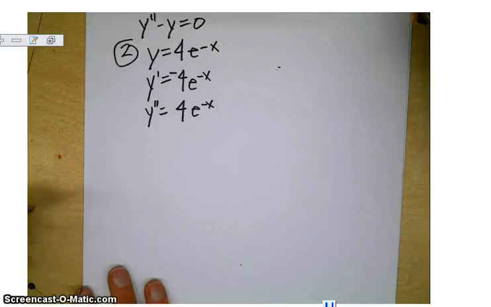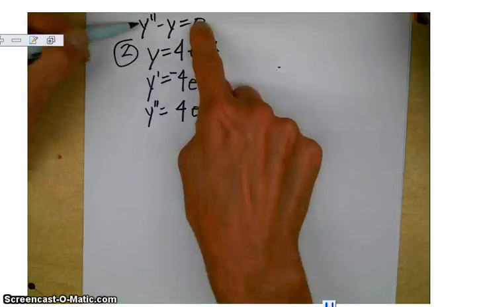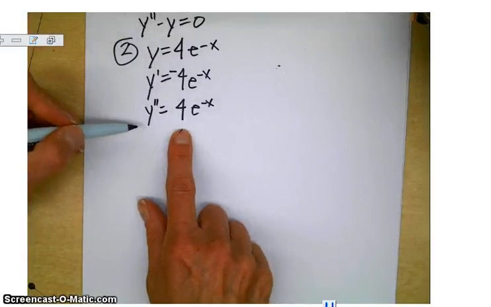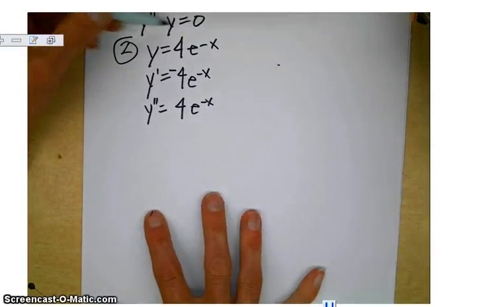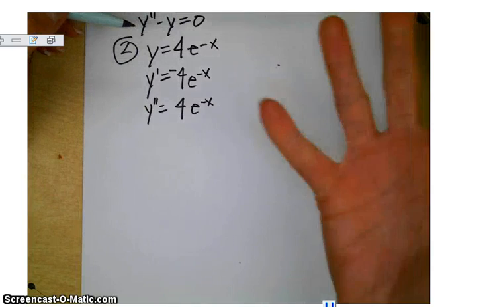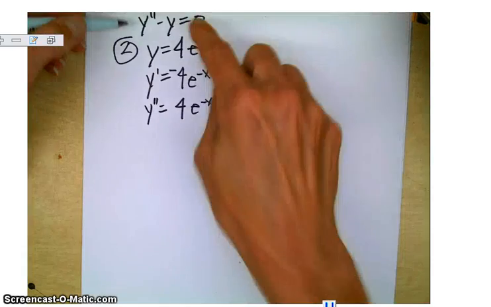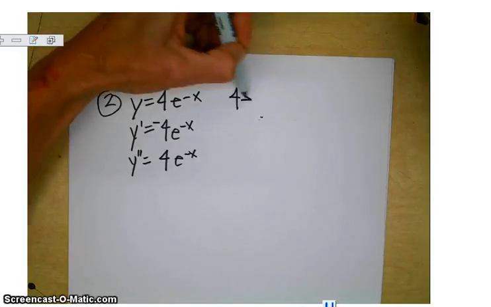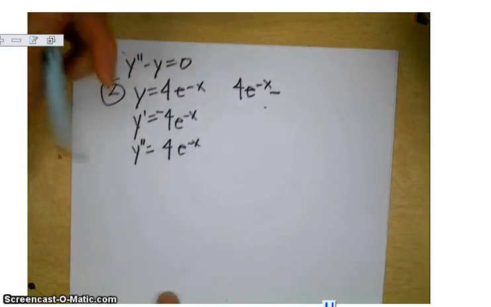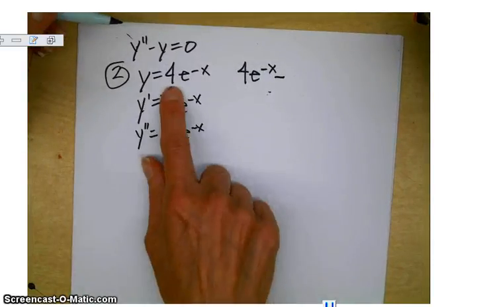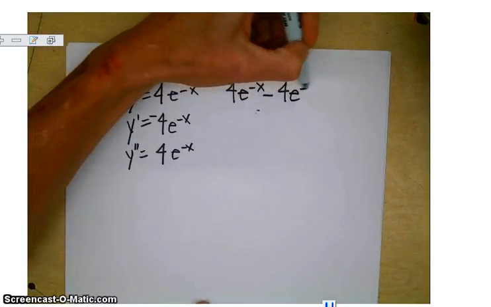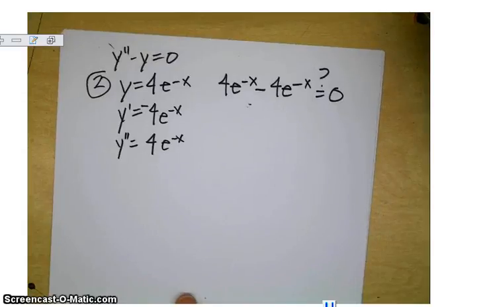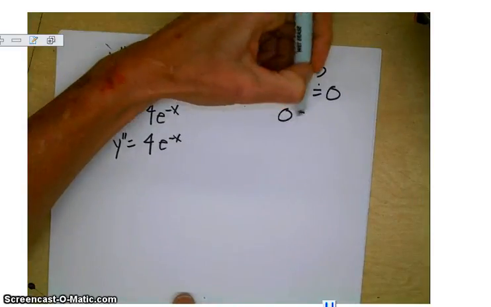All right, so now we need to fit these derivatives into our differential equation. This was step 1, taking the needed derivatives. Now I'm going to try to fit these in here and see if it's a true statement. That's really all you're doing. You're fitting them in and then seeing if they equal 0. So I take my second derivative, 4e to the negative x, minus, okay, back to the original function, 4e to the negative x, and question mark, does that equal 0? Yes or no? Yep, it does. So 0 does equal 0.